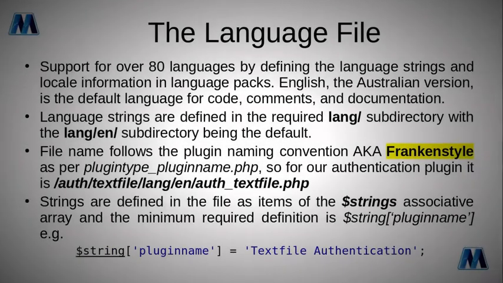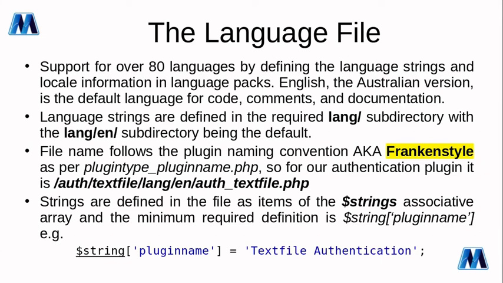The next one we're going to look at is the language file. Now, Moodle has support for over 80 languages, and the support is provided by putting the strings information, so any string outputs, into language packs. And English, the Australian version, because Moodle was originally developed in Australia, is the default language for code, comments, and documentation. Language files live in the language subdirectory and another subdirectory for the language.